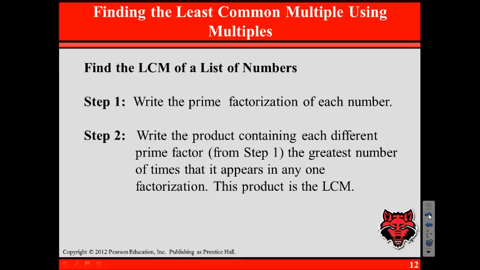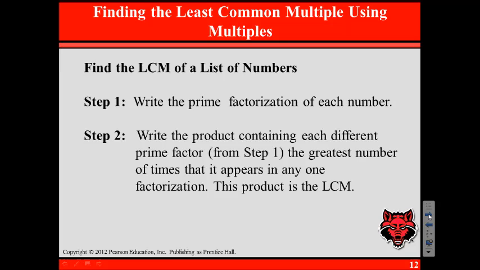Step 1, we want to write the prime factorization of each number. We're going to make a factor tree for each number in the least common multiple problem. Step 2, we will write the product containing each different prime factor the greatest number of times that it appears in any one factorization. It may seem like a mouthful now. It makes much more sense once we see it in action. So as we go through the examples, step 2 will make more sense to you.